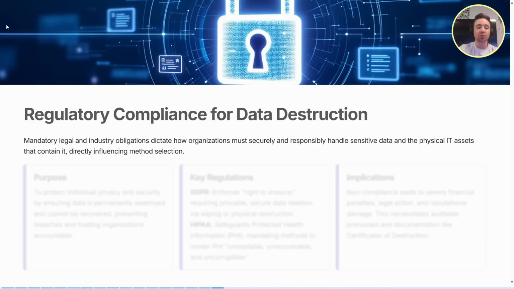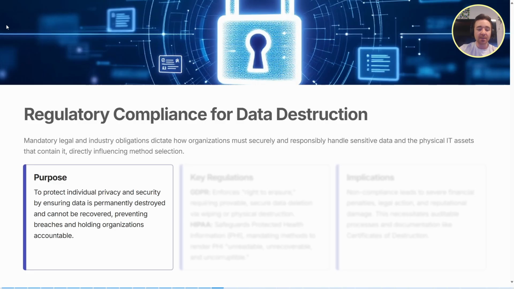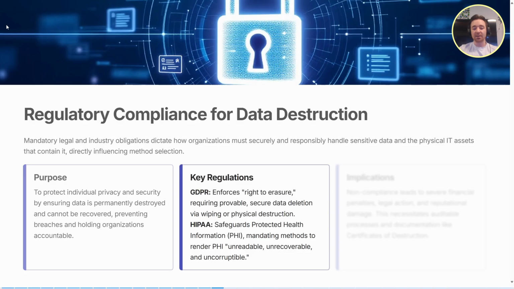Now, again, we need to know about regulatory compliance for your data destruction. There are some mandatory legal and industry obligations that you need to be aware of. Why are these in place? To protect privacy. Often organizations getting rid of drives will have personally identifiable information potentially on these drives, or information containing data on customers or staff, anything to that effect. So we want to make sure we are complying with regulations relating to this. So you don't really need to know these by name.